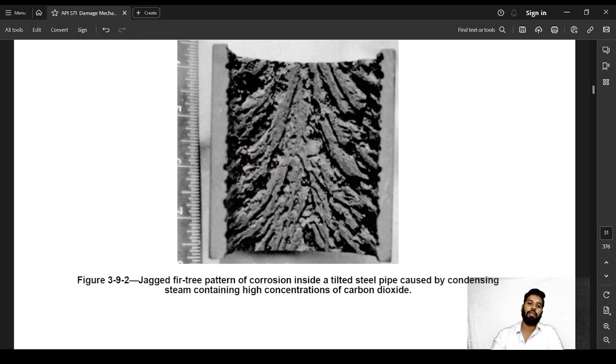Okay, so that's it for this video. In the next video, we'll talk about some other damage mechanisms.